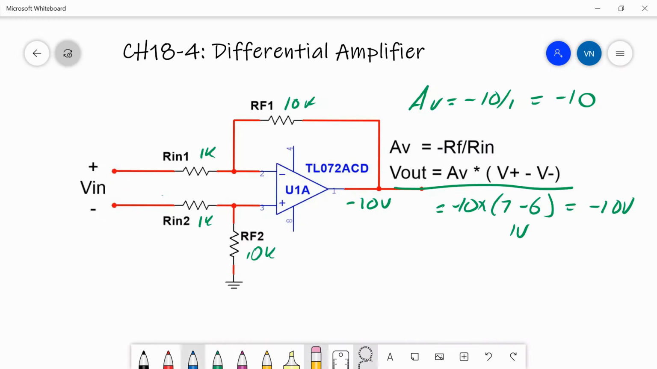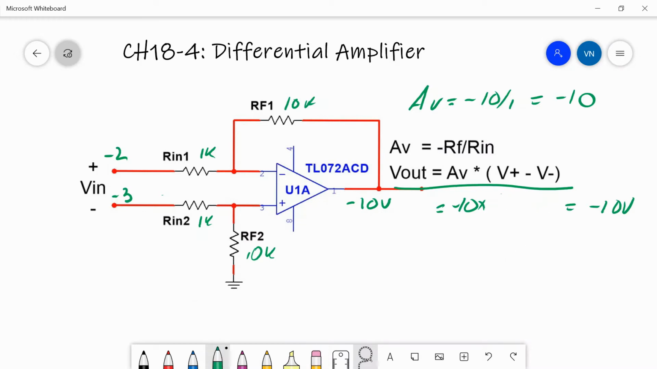Let's try another one. Let's try 3 and 2. Well, that would be minus 10. Three minus 2 would again be a 1 volt difference, minus 10 out. What if it was a negative voltage? What if it was minus 2 and minus 3? What would the output voltage be then?